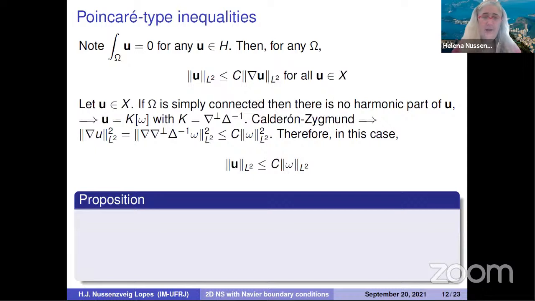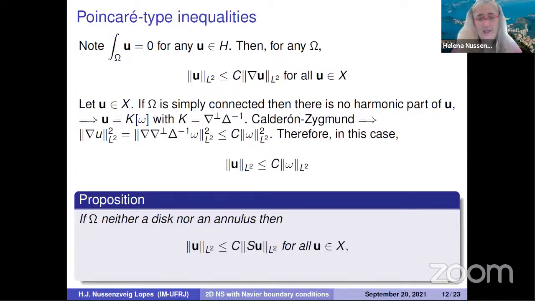Okay. Furthermore, now we have this intriguing proposition. If omega is anything with the exception of the disk or the annulus, and it doesn't matter where the center is, then the L2 norm of U can be bounded by the L2 norm of the symmetric stress matrix SU, for any U in H1 tangent to the boundary and divergence free. So there's some constant C such that the L2 norm of U is bounded by C times the L2 norm of SU.